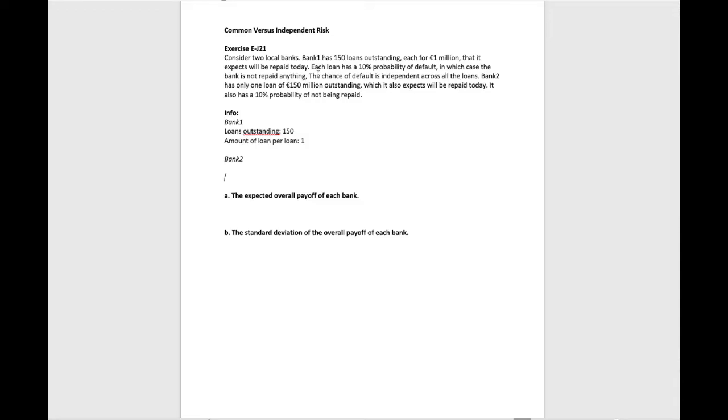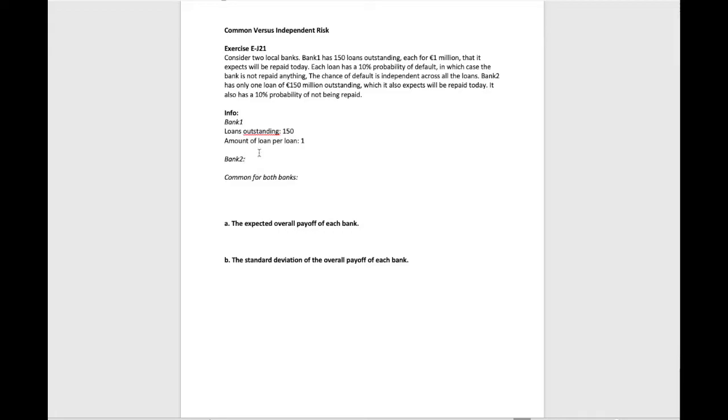Then we have, I will just jump over this for a bit, because we can see that each loan has a 10% probability of default, where nothing is repaid. The chance of default is independent across all the loans. We have the same down here that also have a 10% probability of not being paid back. So this is common for both banks.